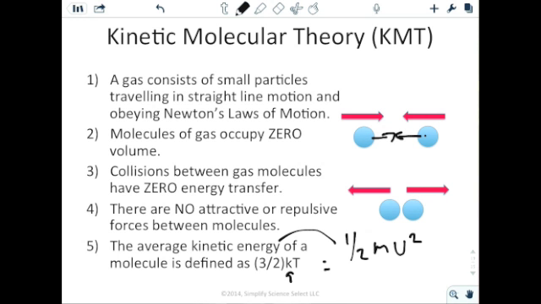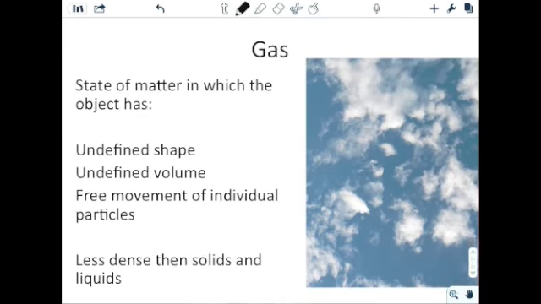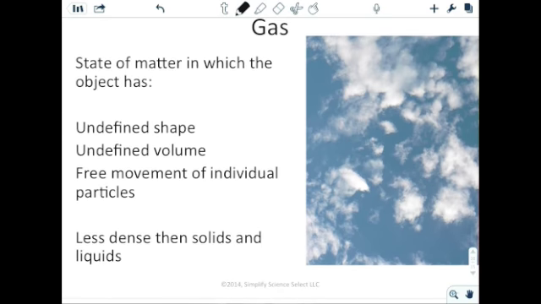And so we use these postulates of the kinetic molecular theory to help us better understand gas behavior. Now, a gas is a state of matter in which an object has an undefined shape, an undefined volume, and free movement of those individual particles. It is less dense than the solid and the liquid state. The gas is going to be the least dense of the three main ones that we see on a daily basis.